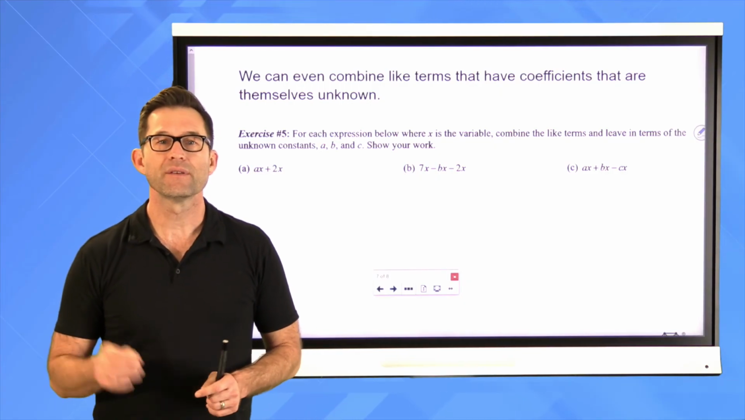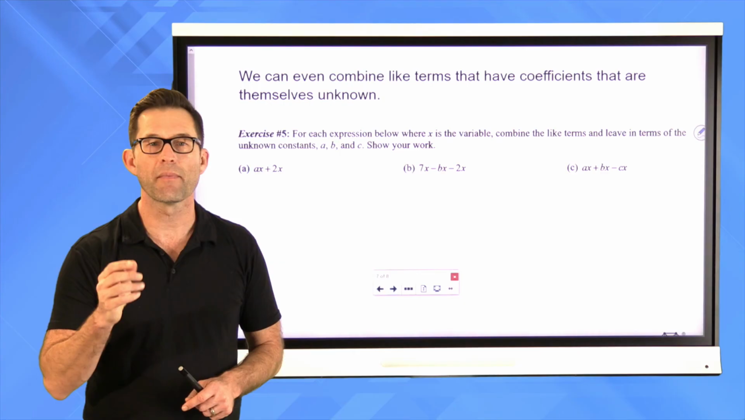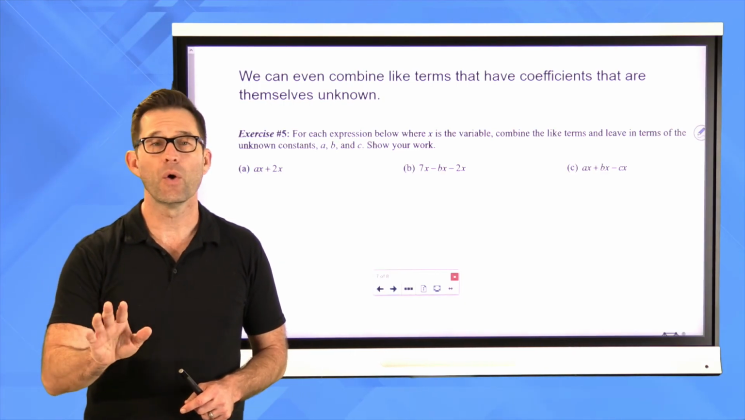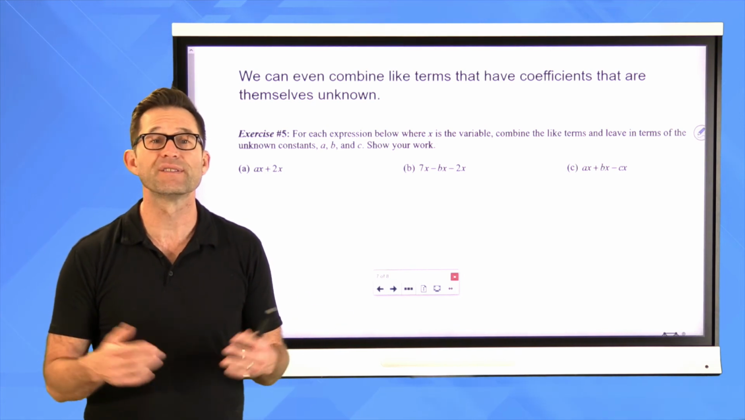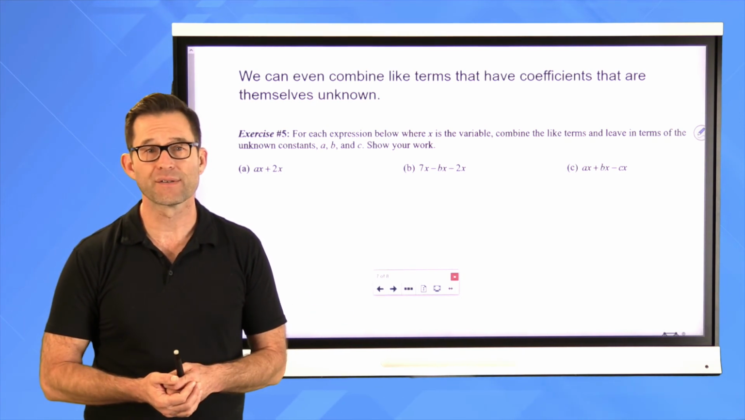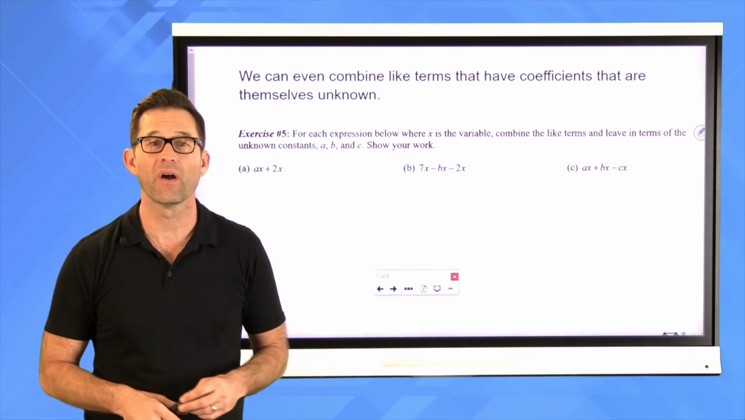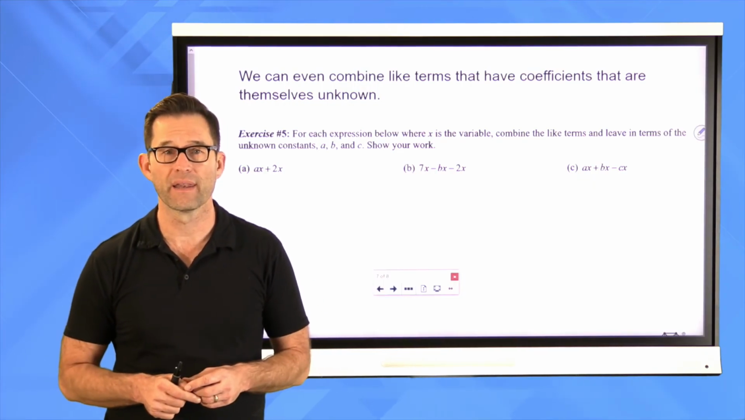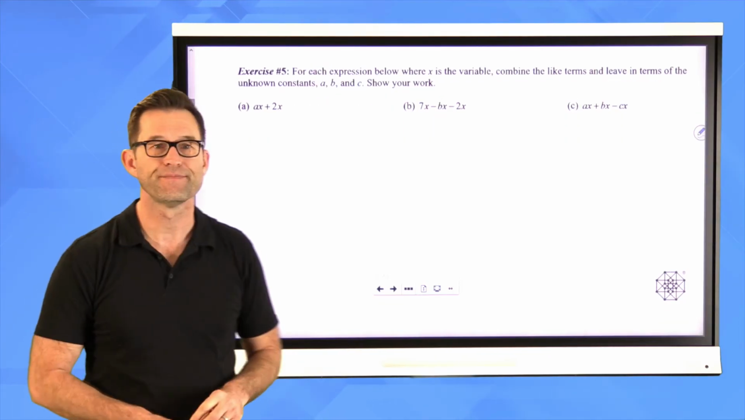Sometimes when we combine like terms, the coefficients themselves, remember a coefficient is a number multiplying a variable. That's all it is. So if I have 7x, the coefficient is 7. If I have 1/2 x, the coefficient is 1/2. Sometimes the coefficients themselves are unknown, and that can get very confusing when we want to try to combine like terms. Let's take a look at exercise number 5.